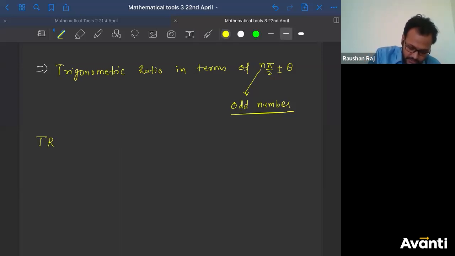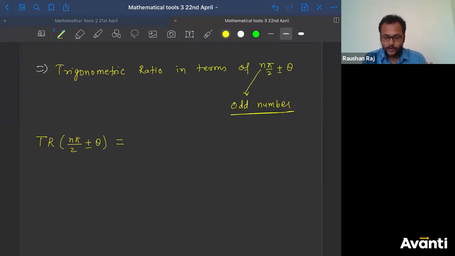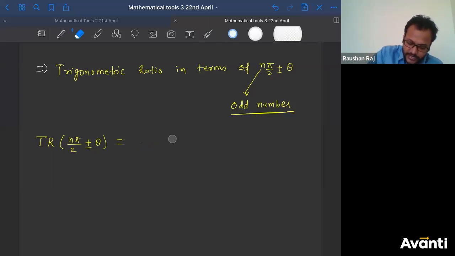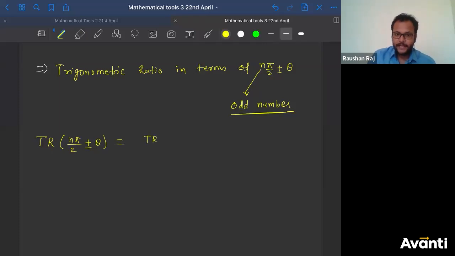So trigonometric ratio of n pi by 2 plus minus theta can be written as, here you don't have to copy the same. You have to copy the transformed or trigonometric ratio dash. Let me write this as trigonometric ratio dash here. कुछ दूसरा आएगा. Into theta. ठीक है. Not into trigonometric ratio, different trigonometric ratio. तो tr dash theta. ठीक है. अब ये tr dash क्या होगा? देखो बताता हूँ मैं. ध्यान से देखना.